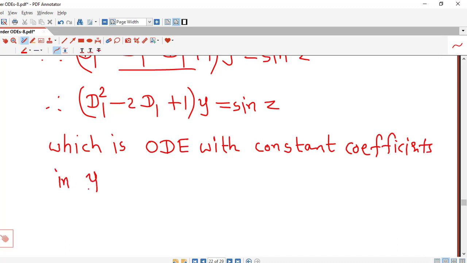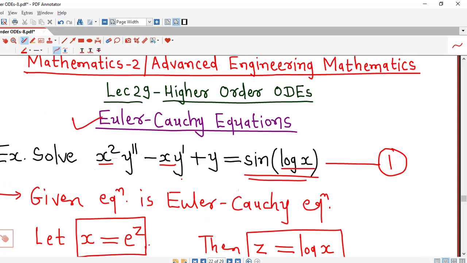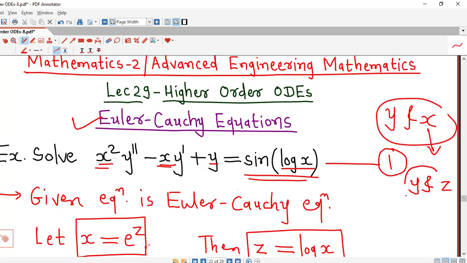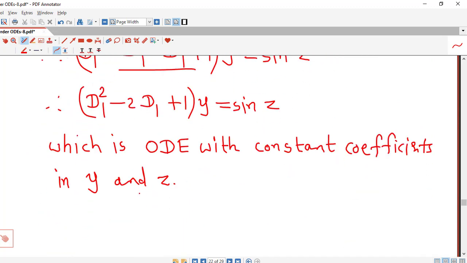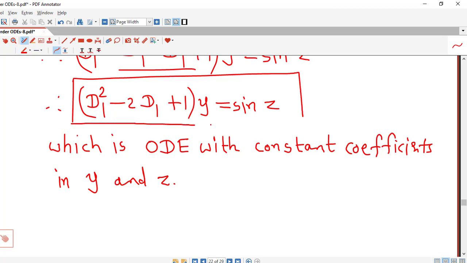So the original equation was a differential equation with variable coefficients in x and y, but it was not an equation with constant coefficients. So we have changed our independent variable from x to z, and whatever equation we obtain by using this substitution is a differential equation with constant coefficients. So now we solve this equation. This is a non-homogeneous linear ordinary differential equation with constant coefficients. So first we have to solve the corresponding homogeneous differential equation.